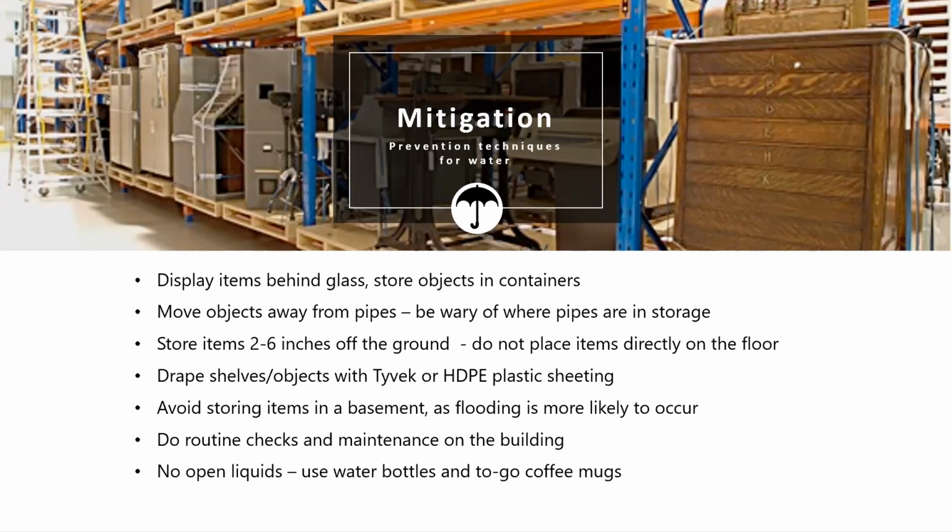And if leaking or flooding, or more leaking, is a concern, you can drape shelves with Tyvek or high density polyethylene plastic sheeting, especially if you know maybe routinely there's a small leak in the storage space. You can make sure to drape your shelving there. Avoid storing items in a basement, as again, that's where flooding is more likely to occur. And also do routine checks and maintenance on the building. Say in the conservation lab where I showed that last picture, it turns out that the sink needed to be maintained, and that's why it sprung a leak. And so that could have been completely avoided.